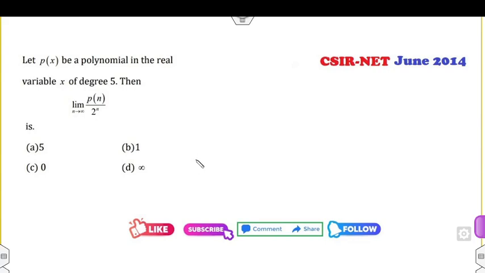Look at this next one. F of x is a polynomial in the reals of degree 5. Can you think of any polynomial of degree 5, which is the easiest one? That's the monic polynomial of degree 5. Then we take the limit as n approaches infinity of n raised to power 5 over 2 raised to power n. First of all, you can see that the growth of n raised to power 5 is less than that of 2 raised to power n.